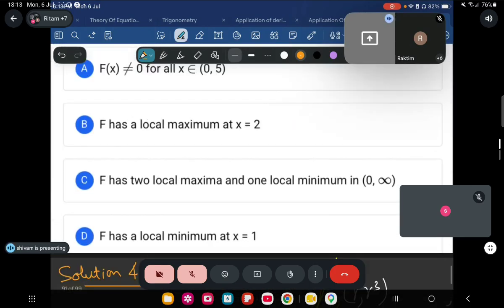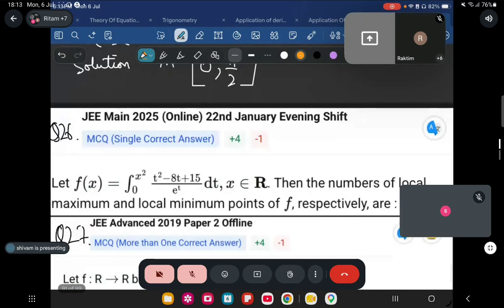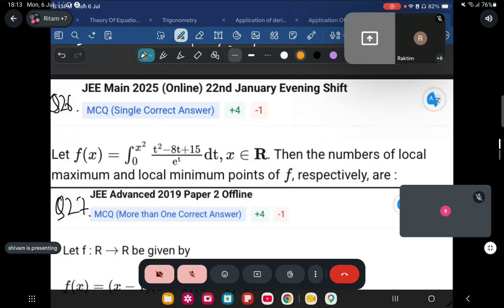Okay, 27, I'm saying it is A, B, and D. And this one, 5. Then the number of local maxima and minima, I think 3 plus 2, 5. Right, 3 and 2. 2 and 3 or 3 and 2? Everyone, just check. 2 and 3, right?